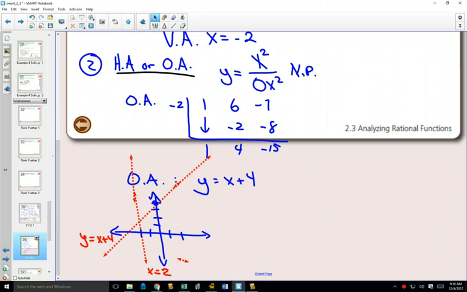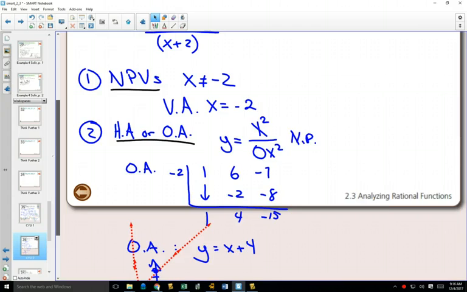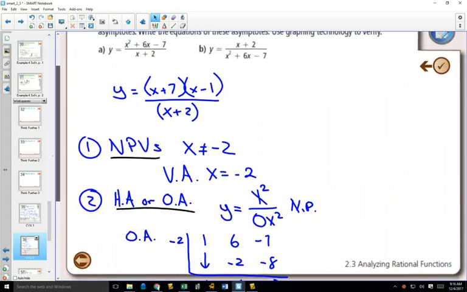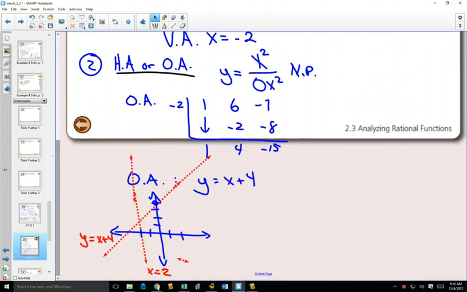So, we've got x equals negative 2. We just said if I plug in 0 for x, I'm going to get negative 7 over 2, which is negative 3.5. So I have a y-intercept right here at (0, negative 3.5).